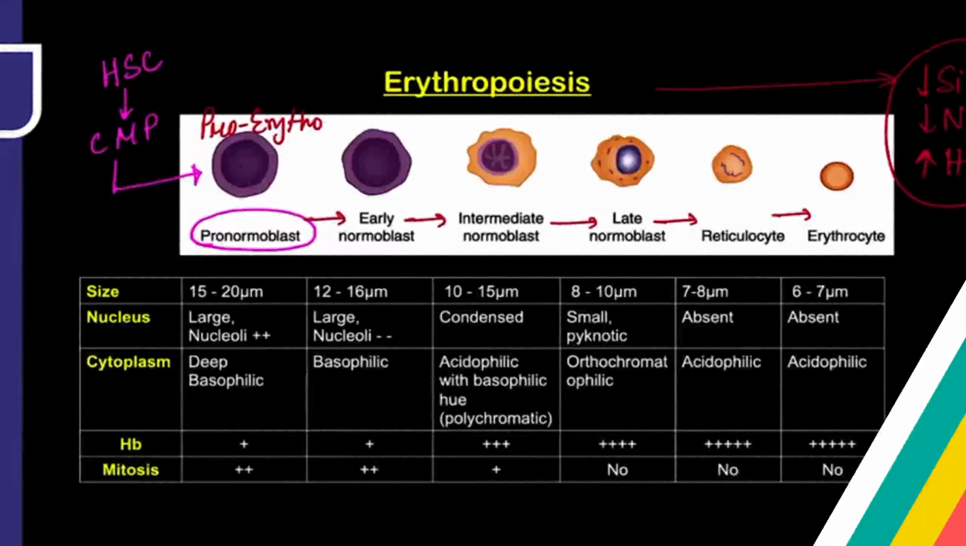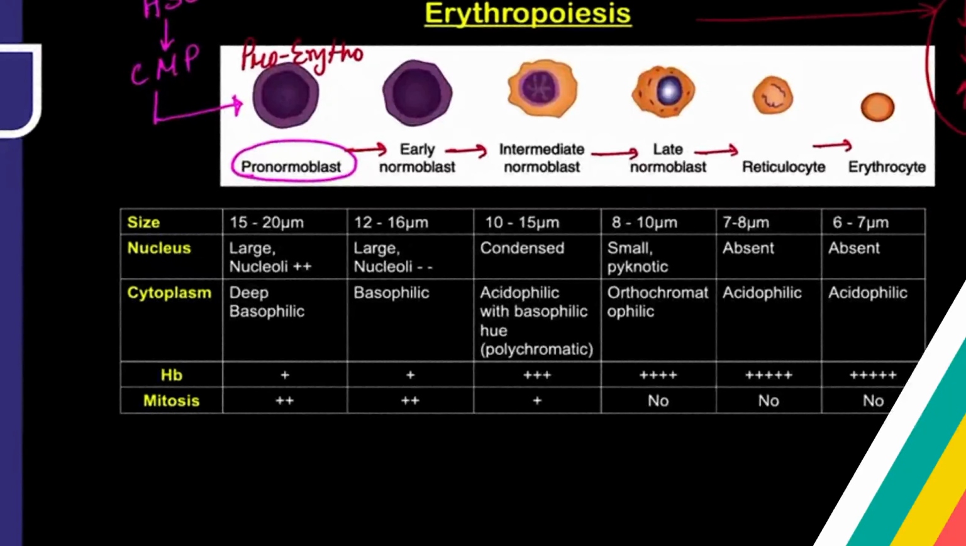So the first cell is the pro-normoblast or pro-erythroblast. Then it forms the early normoblast, which is also known as basophilic normoblast. The intermediate normoblast is also known as polychromatophilic normoblast. The late normoblast is also known as orthochromatophilic normoblast. Normo or erythro, whatever you say. So the size is decreasing gradually. Now look at the other things.